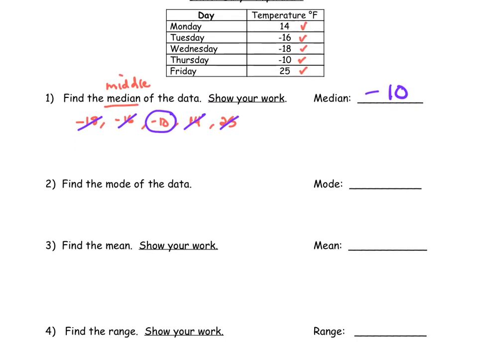Now let's look at the next question. It asks us to find the mode. The mode is the number that we see the most. Mode and most. You notice that this one doesn't ask us to show our work, and that's because we already have shown our work. Up here we put it in order. So we're looking for a number that we see the most. And as it turns out, we do not see any number more frequently than the rest, so in this case there is no mode.